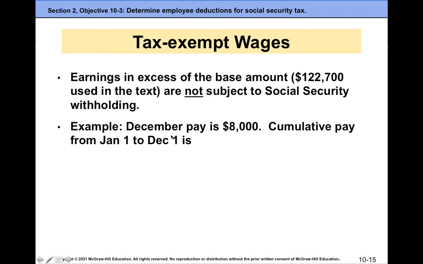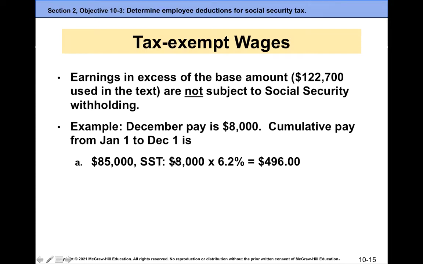Let's say we have an employee, one employee, she makes $8,000 in December. So now we have to look at her cumulative pay up to this month. What were her cumulative wages? How much did she make from the beginning of the year up until this month? And I give you 3 scenarios. They're independent. So her cumulative earnings up to December 1st were $85,000. She's making 8 right now.